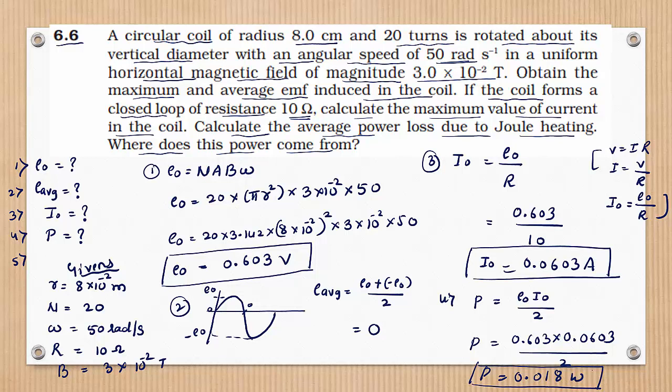Now the last question, where does this power come from? Observe here, the induced current causes a torque. Torque means rotational motion. The induced current causes a torque which opposes rotation of the coil. Because we already know that when magnetic flux linked with the coil changes, induced EMF takes place, induced current takes place, and this induced current opposes rotation of the coil. It opposes changing magnetic flux.